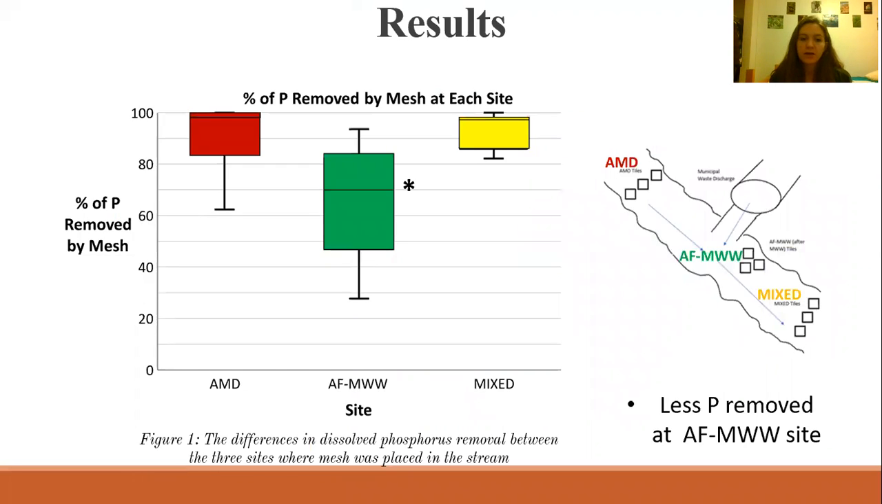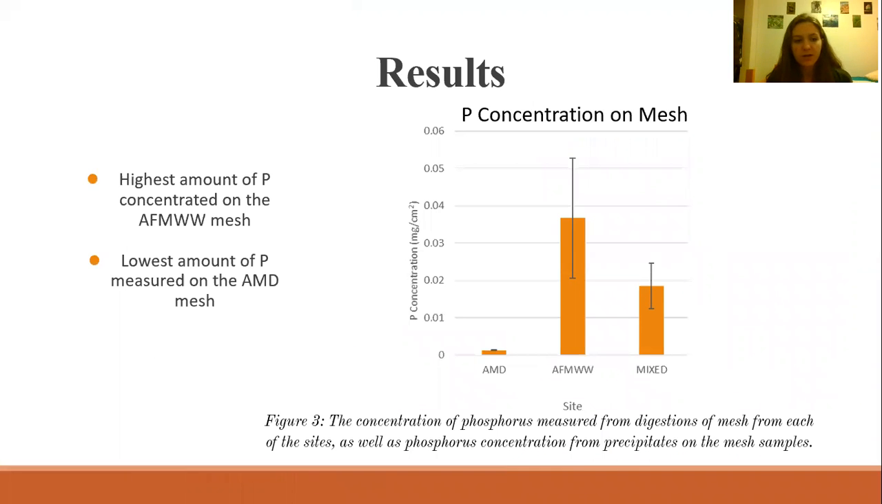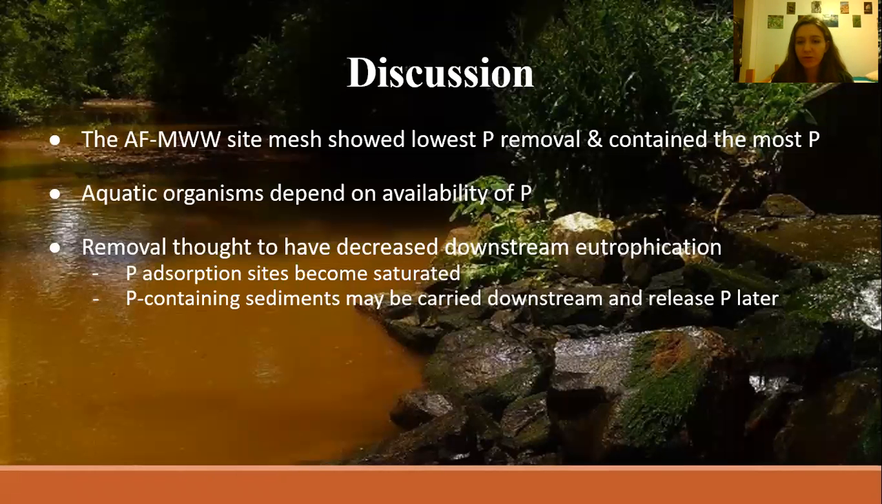Overall, we can see that the site that removed the least amount of phosphorus in comparison to the other 2 sites was the AFMWW site. Interestingly, this was the same site that had the most phosphorus concentrated on the mesh. From our results, we found that the site directly after where the wastewater entered the stream was where there was the most phosphorus concentrated on the mesh, and this caused less phosphorus to be removed from the solution when using this mesh in the experiment.